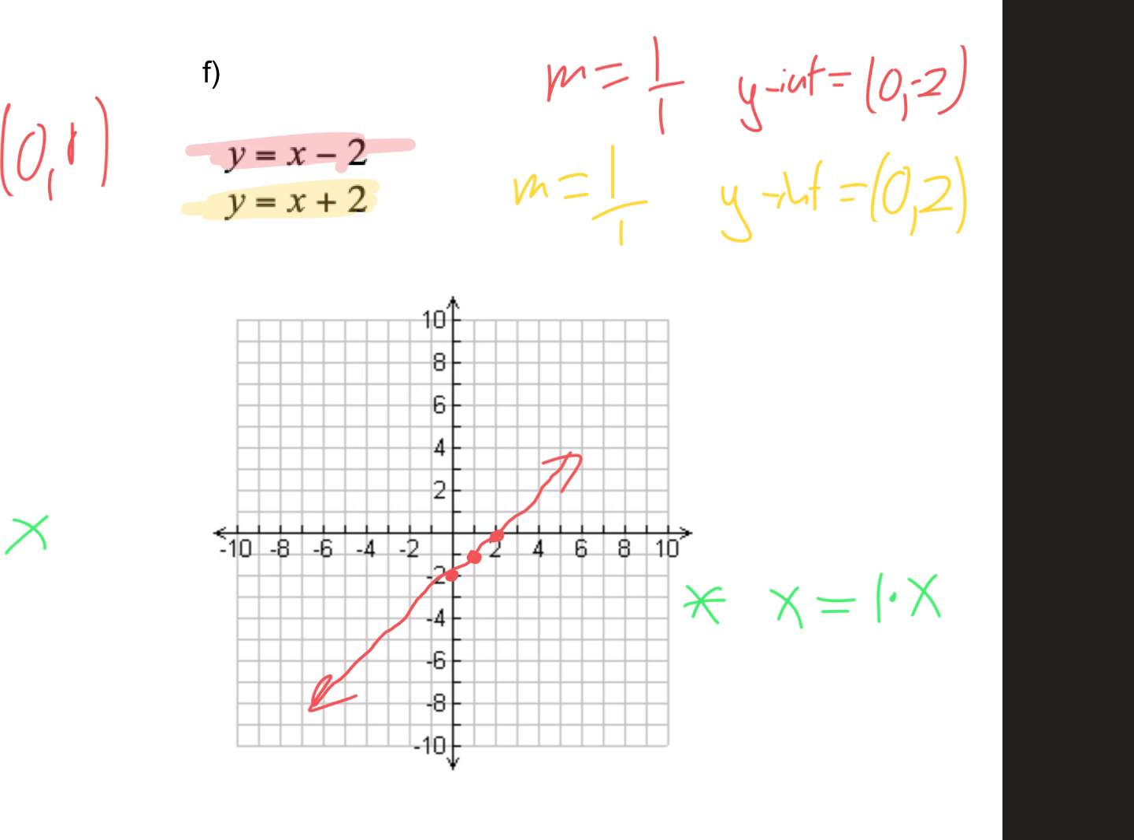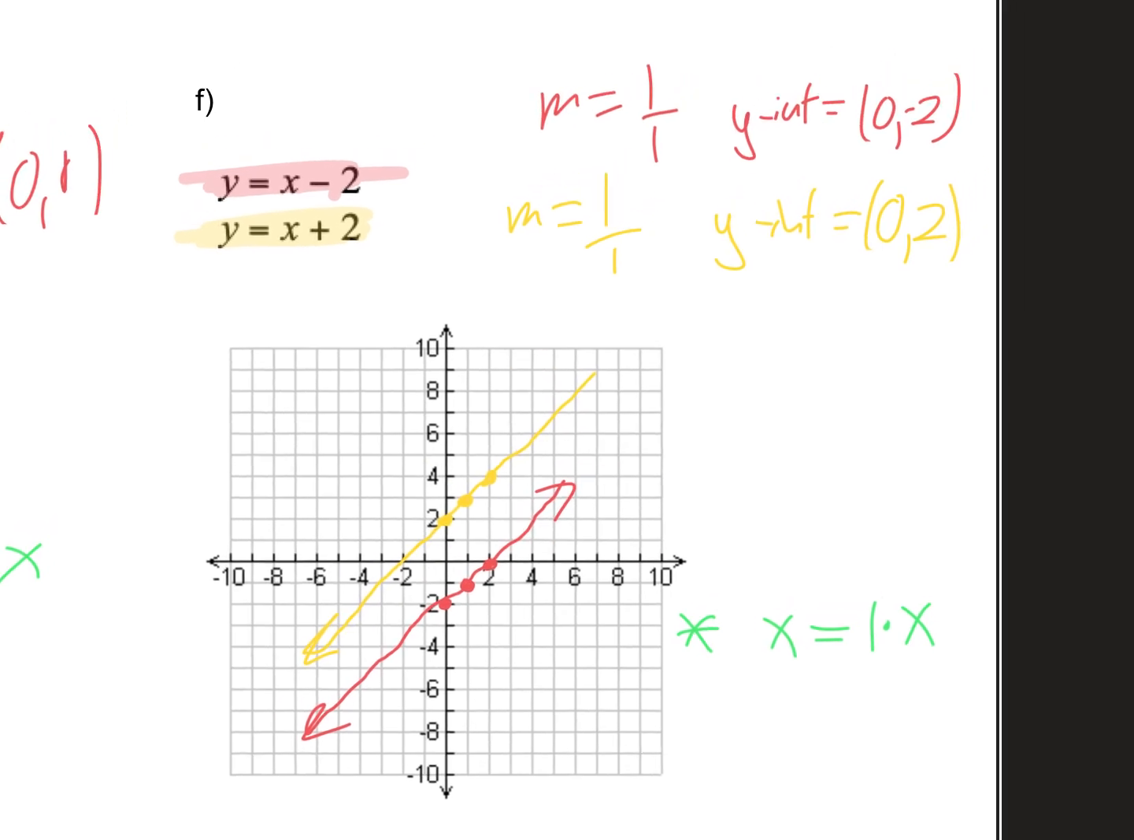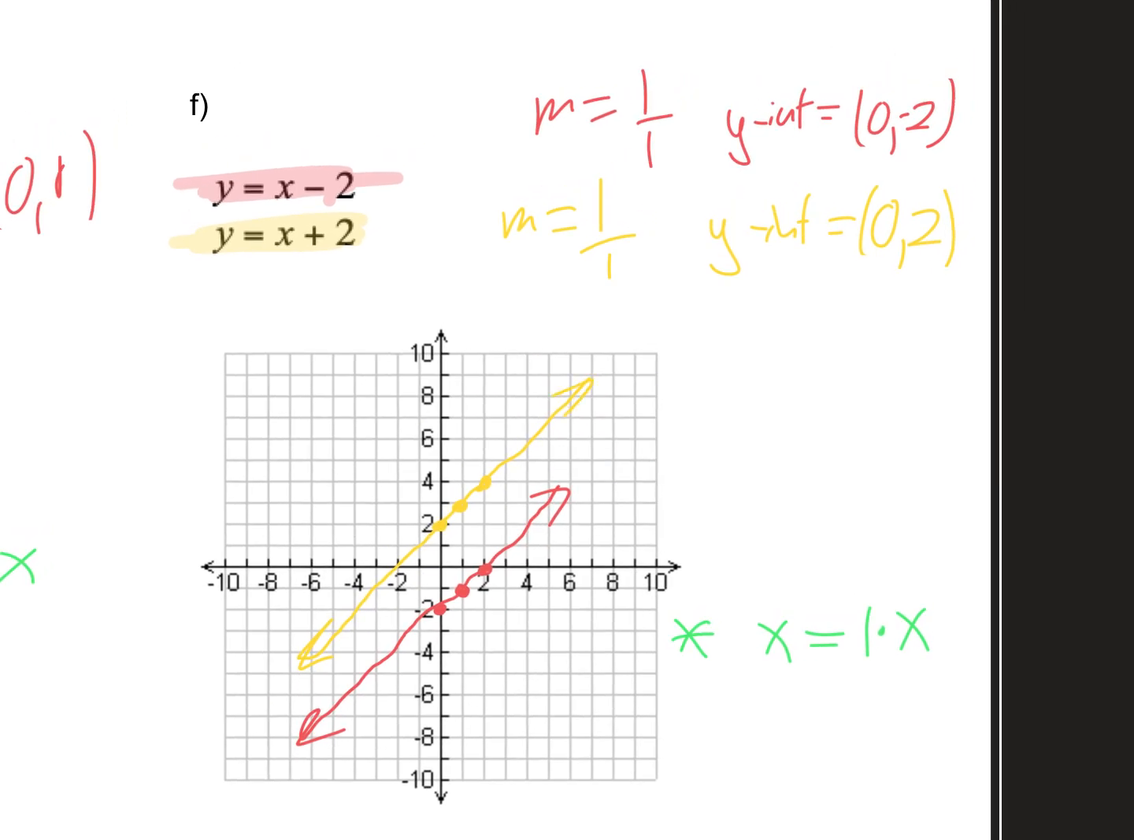Now I'm going to go up 2 on the y-axis. And now let's use our slope. Up 1 over 1. Up 1, right 1. Up 1, right 1. Now, you might notice something interesting with this one. Let's just go ahead and draw a line through these points, and let's see what happens. I know I didn't draw the straightest lines, but it looks like these lines aren't going to intersect. And that's actually true. These are parallel lines.